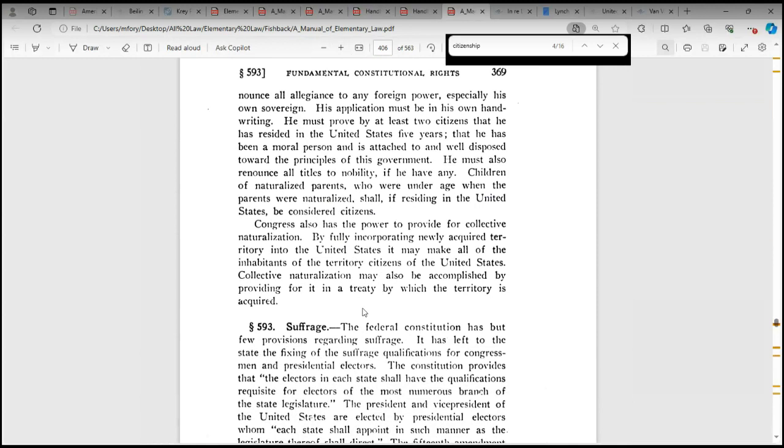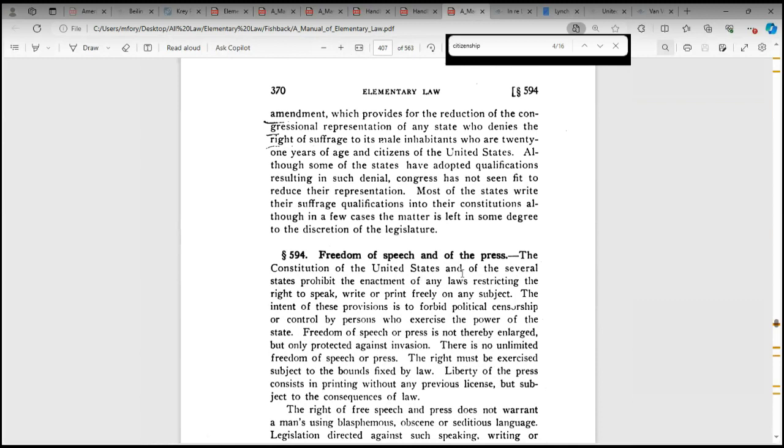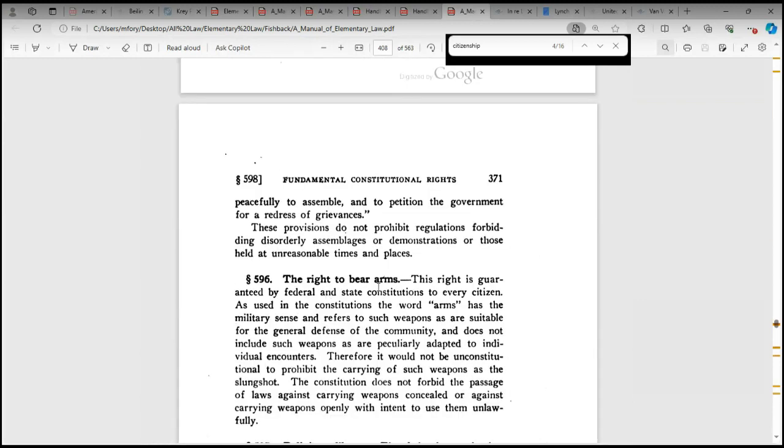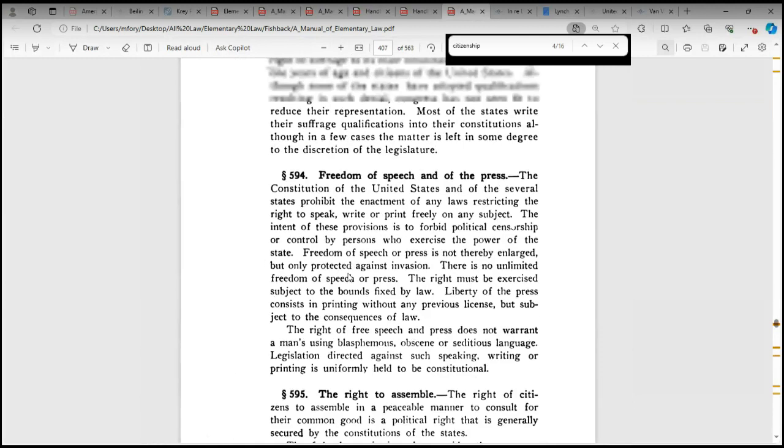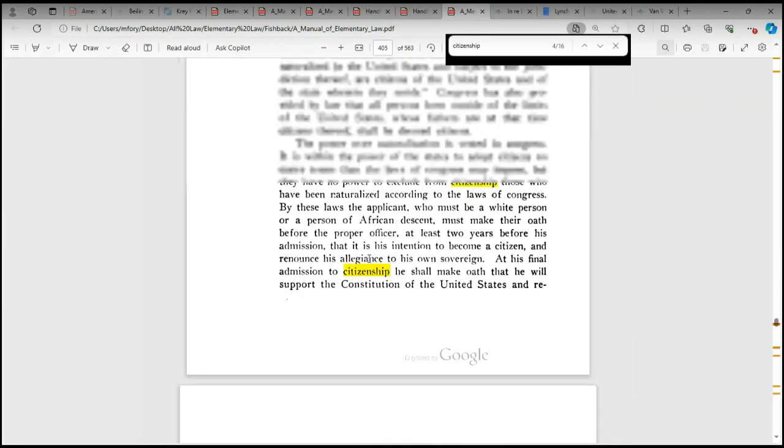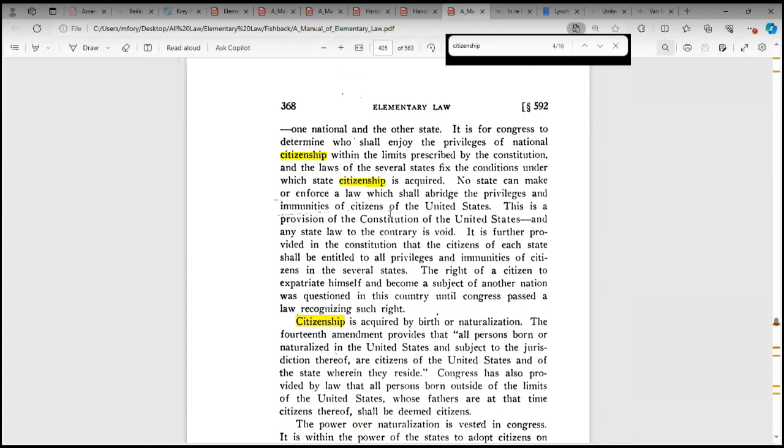And then it goes into suffrage. It's all the rights: freedom of speech, right to bear arms, liberty, religious liberty, protection to persons accused. Now here's the real catch. How they state the U.S. citizen, you're entitled to all the privileges and immunities of citizens of the several states. A U.S. citizen from the District of Columbia does not get all of them. They only get specific ones that were attached to the land. And same thing, but that's only to them.